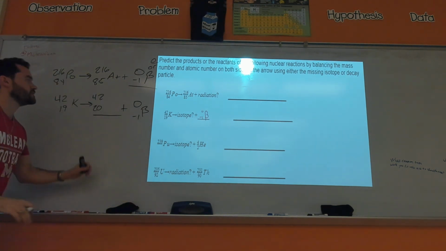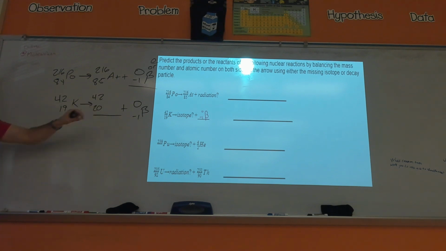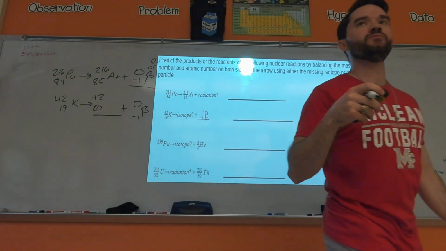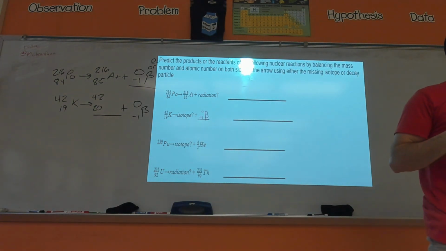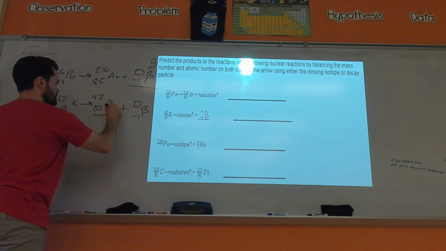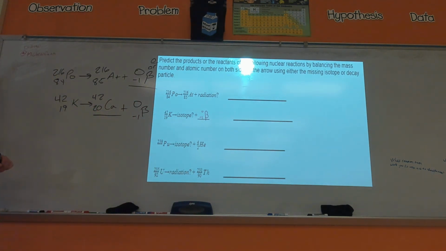Now, to find the symbol that goes here, don't use the 42, because notice how two things have a mass number of 42. Use the atomic number. Go to the periodic table, find the element that has 20, and what would it be? Calcium. Ca. Okay. Not bad, right? So that'd be an example of beta decay.